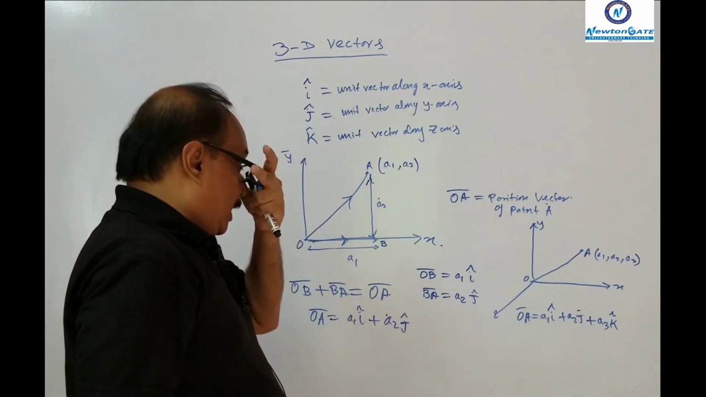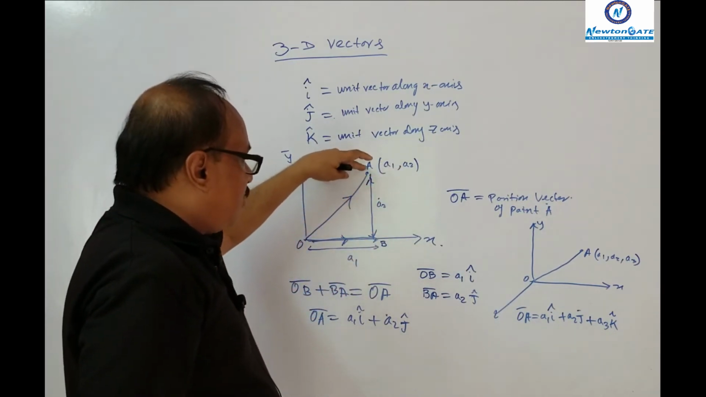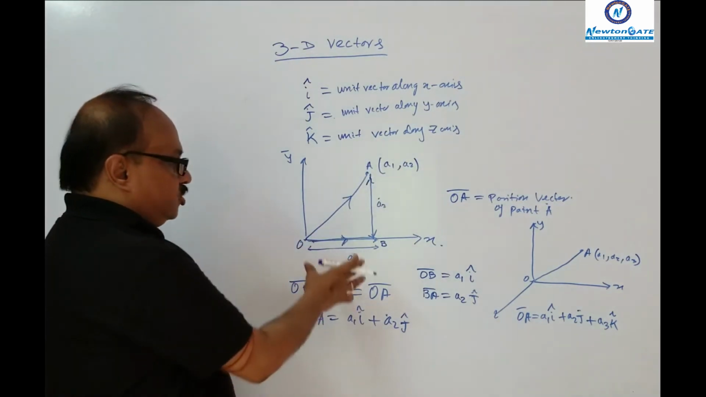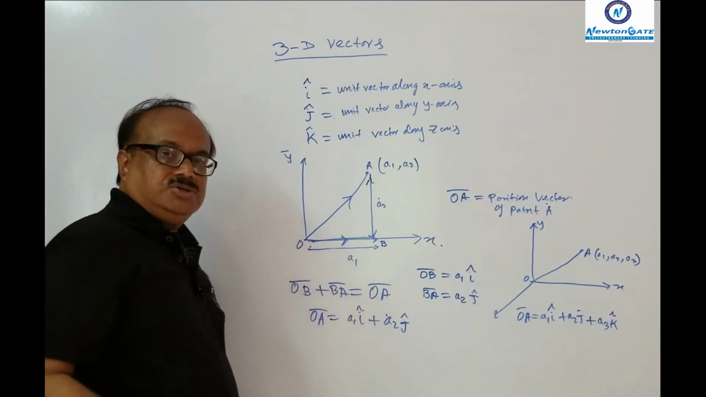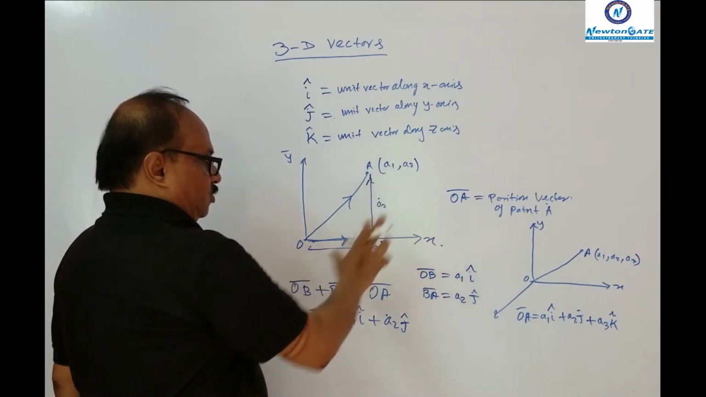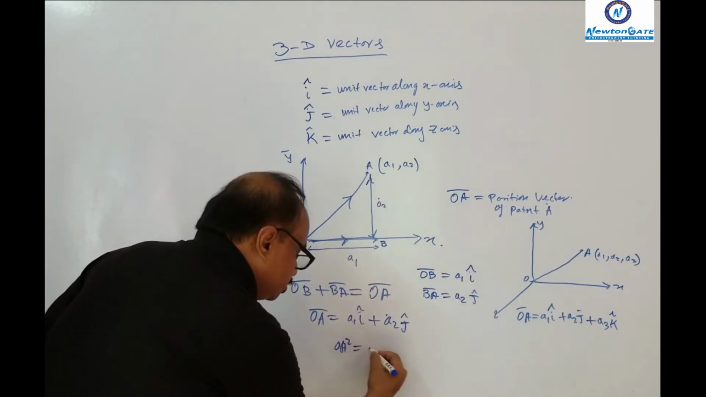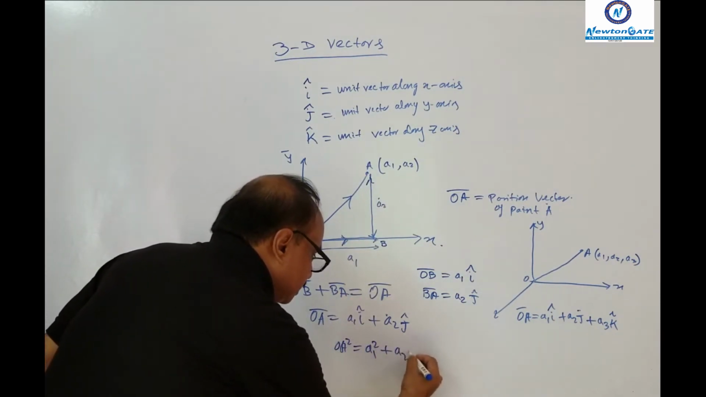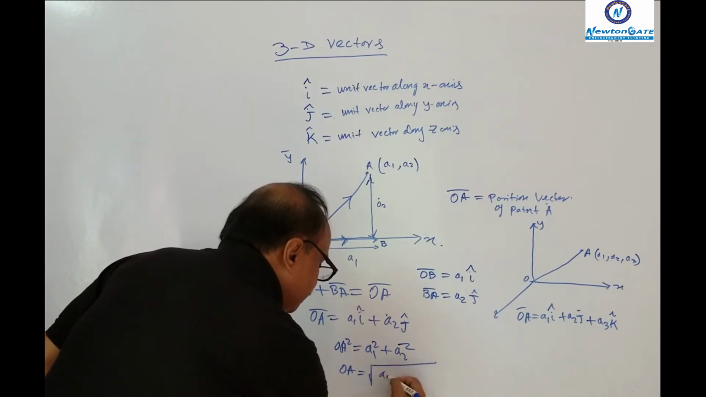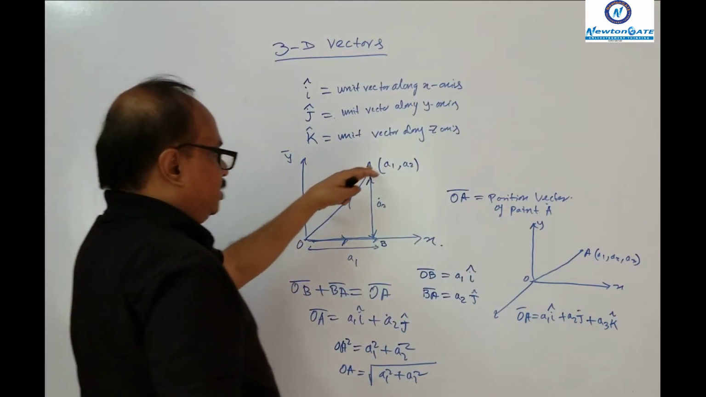Same way, this is how I express a vector. Now I ask you how to find out the length of OA, if I know this thing. Here also you use the simple thing, Pythagoras theorem. The base is how much? A1. The height is how much? A2. So OA square will be equal to A1 square plus A2 square. That is, OA will be nothing but root over A1 square plus A2 square. So this is the magnitude.